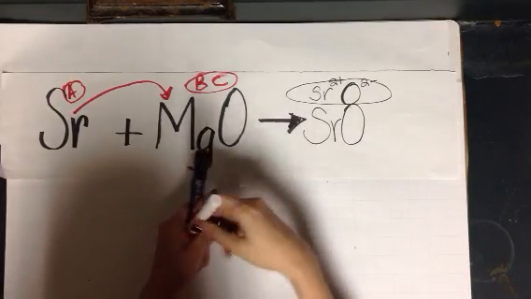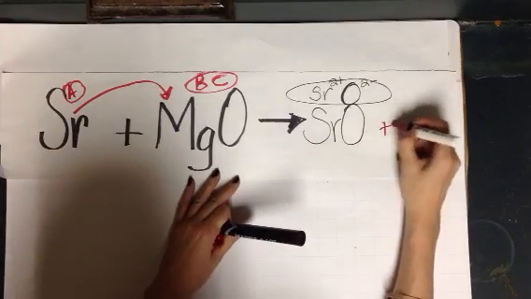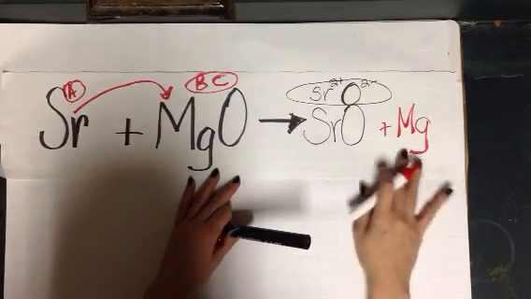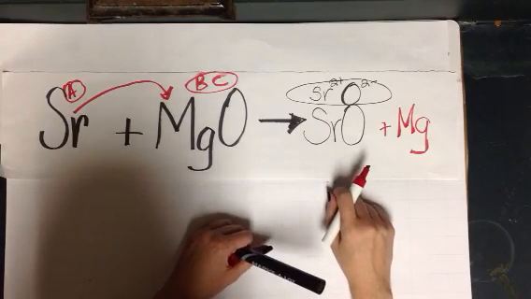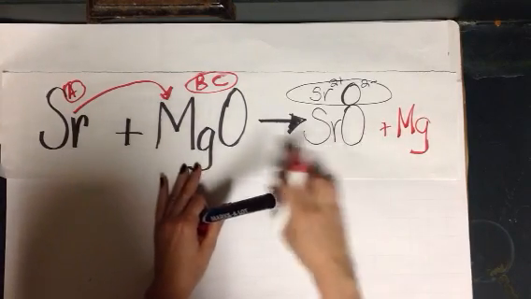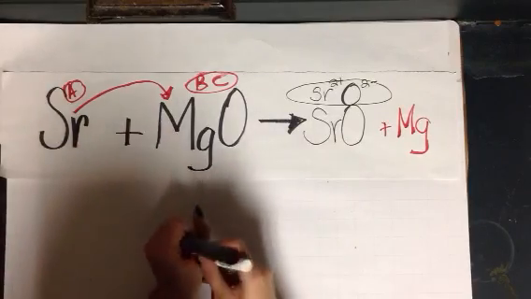And who's kicked off to the side? Magnesium. And magnesium is not a Hunkelbrief. It's not one of the 7 diatomic molecules, so no 2 needed. The last thing you'd have to do is balance. And if you notice, they're all balanced. 1, 1, 1, 1, 1, 1. Okay? So this reaction occurs.